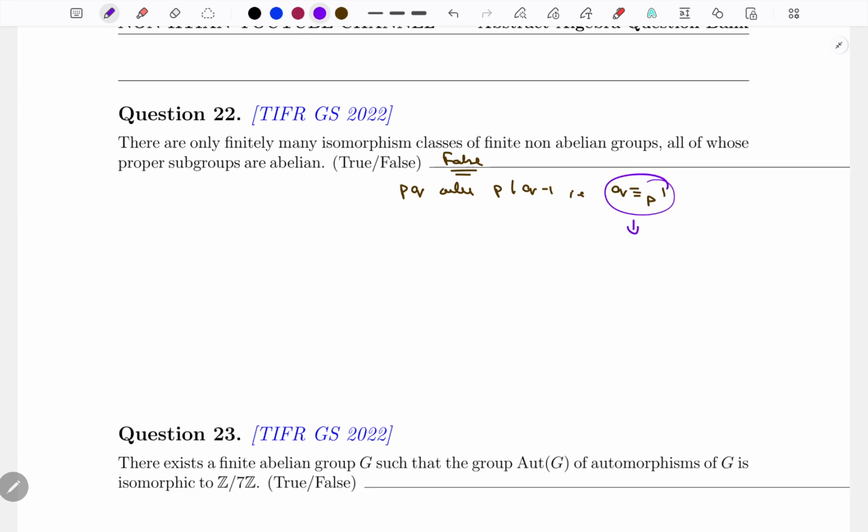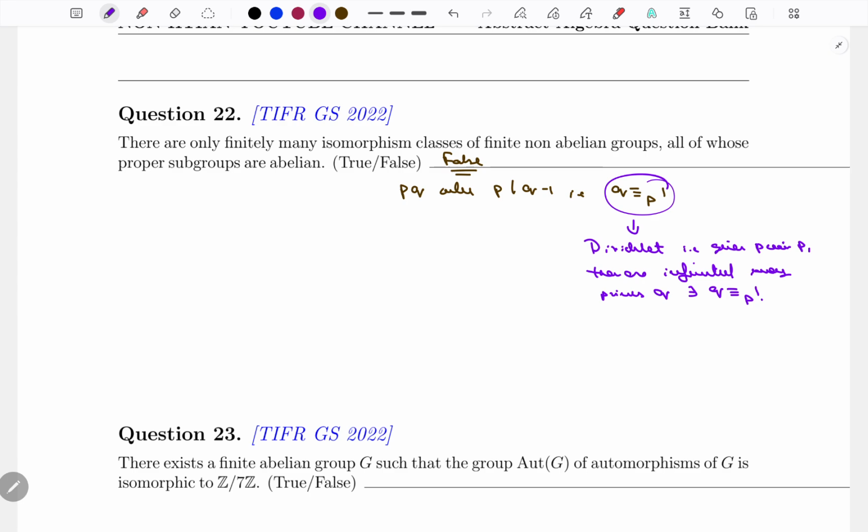There is a famous theorem of Dirichlet, that given a prime p, there are infinitely many primes q such that q is congruent to 1 mod p.